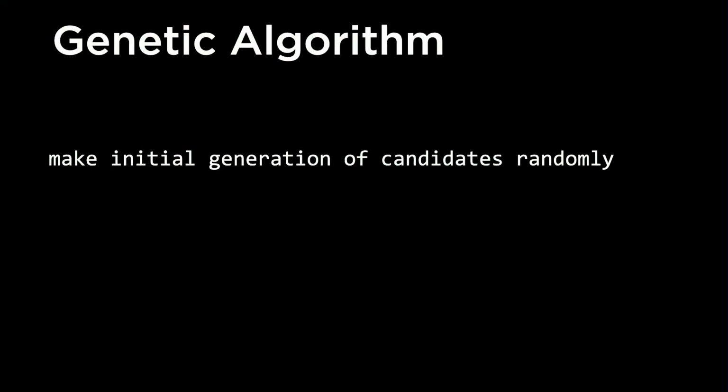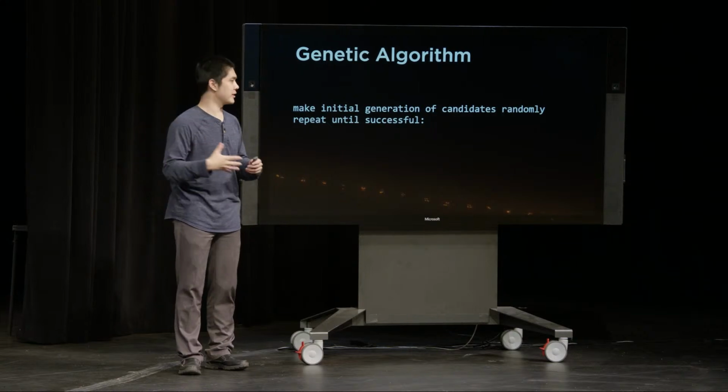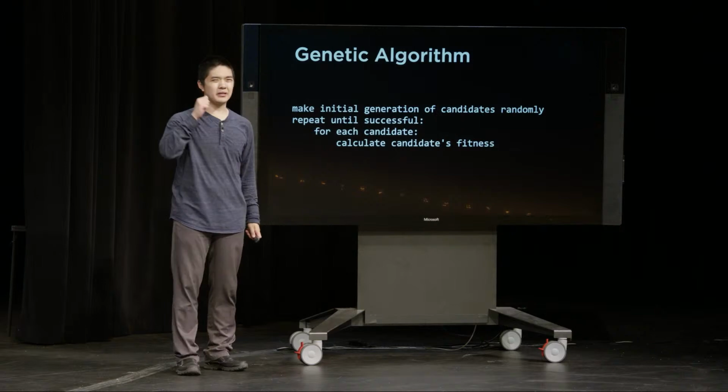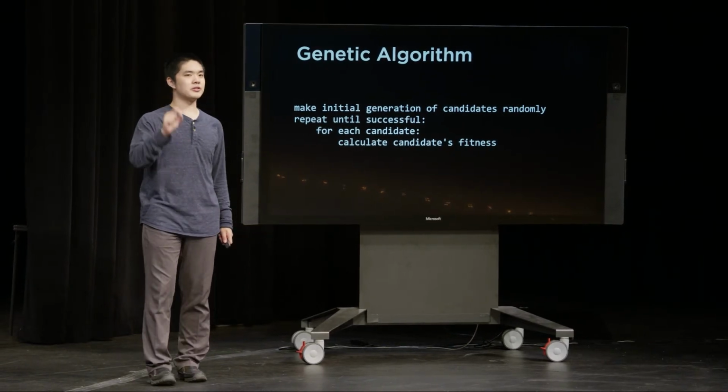We're going to start by making an initial generation of candidates randomly, where each candidate is some program designed to try and solve some task. But rather than program it intelligently, the way you've been doing all semester, we're just going to program them randomly, to just make random choices. And we're going to repeat this process until eventually they're successful. We're going to, for each one of these candidates, calculate its fitness, calculate how good it is at performing the task that it's designed to do.